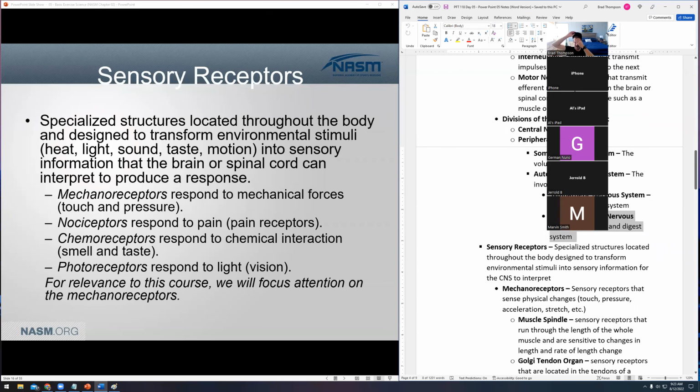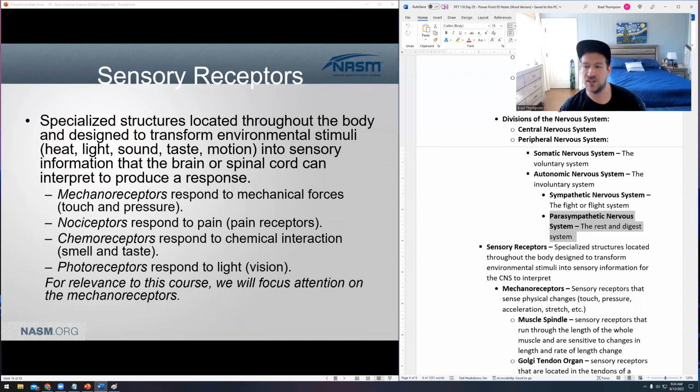So one of the ways that NASM likes to ask questions about this division of the nervous system is they'll make you go through this flow chart in your head. They'll say, the sympathetic fight or flight nervous system is an example of a blank response. And we know that the sympathetic nervous system lives under the autonomic side of the nervous system, right?